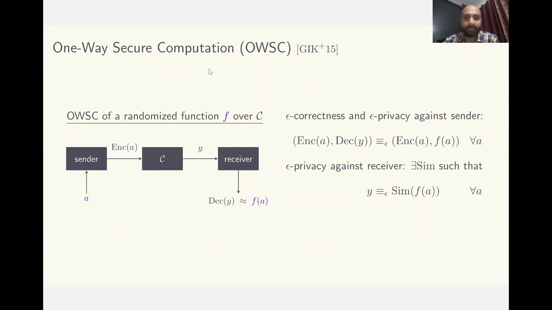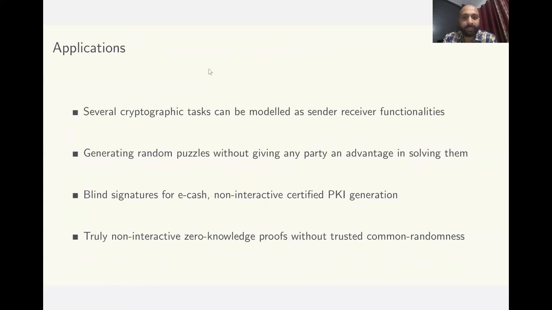Intuitively, in this model, the secure computation is necessarily carried out by the channel. The encoding and decoding are done to facilitate such a secure computation by the channel. This makes the model interesting from a theoretical point of view, as it investigates the secure computing capabilities of a noisy channel. Many cryptographic tasks can be modeled as sender-receiver functionalities.